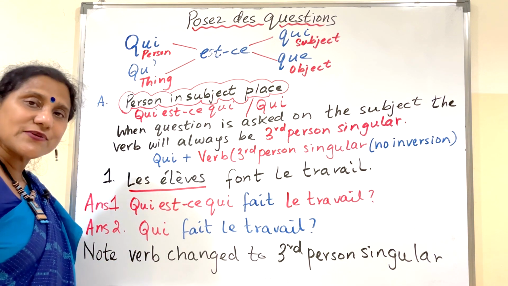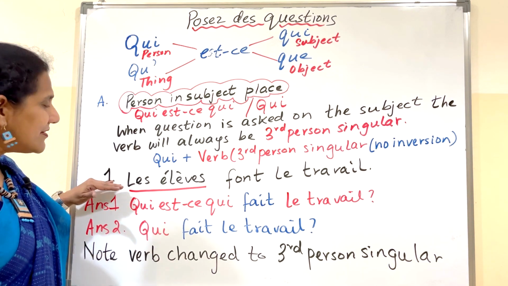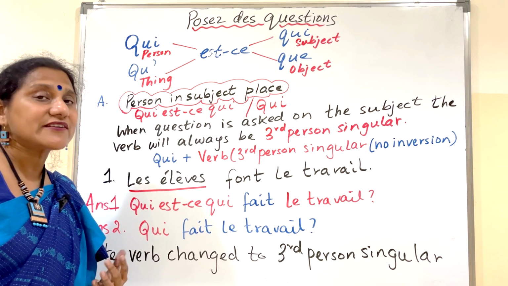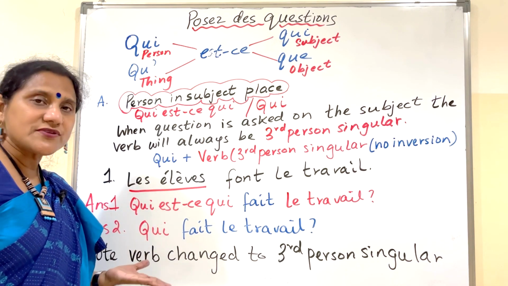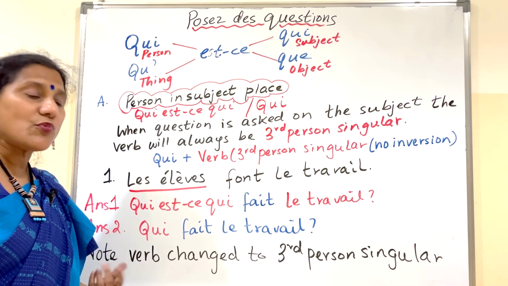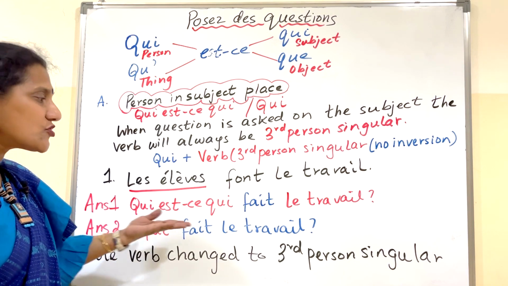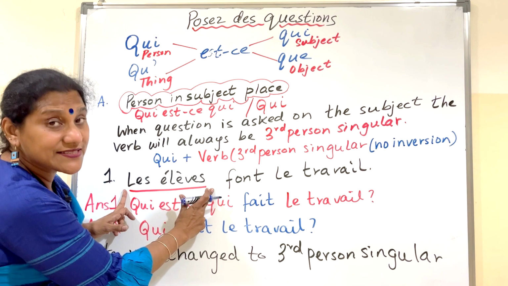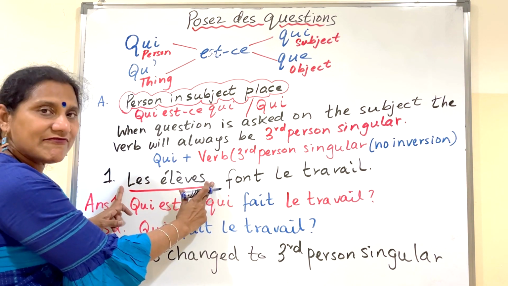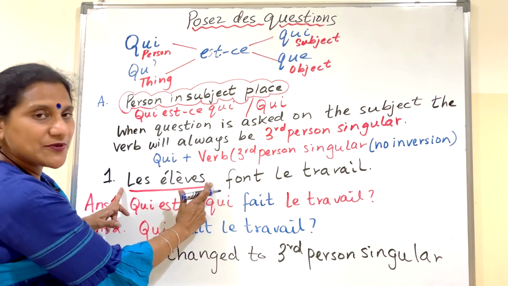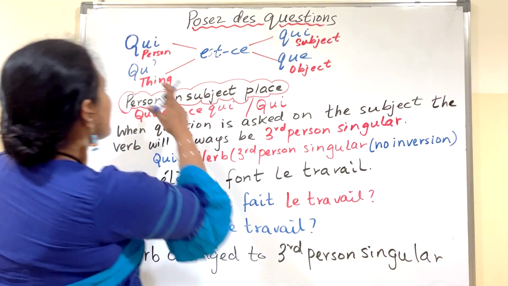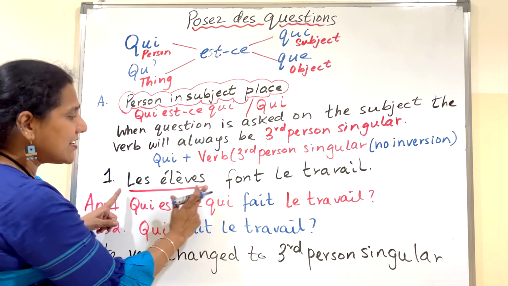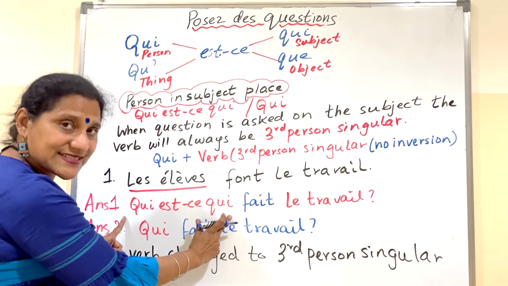Let's take an example to understand it better. Les élèves font le travail. The students or the pupils are doing their work, the work. Who is doing the work? So, qui est qui? We are asking a question on the subject. What is les élèves? It is person. In which position? In the position of subject. So, qui est qui is what we write out here.